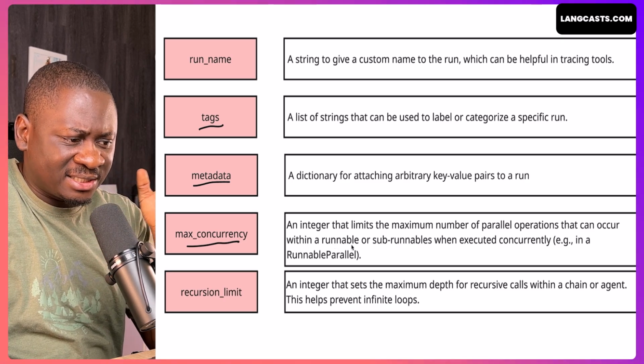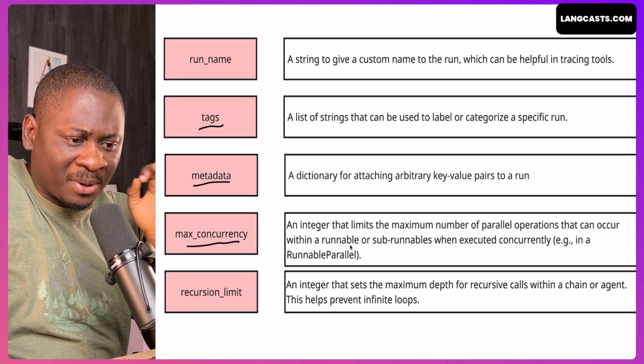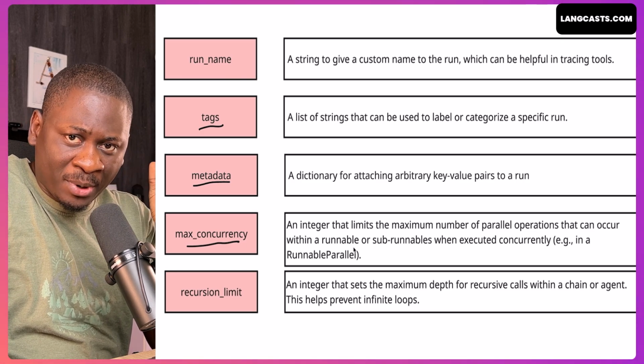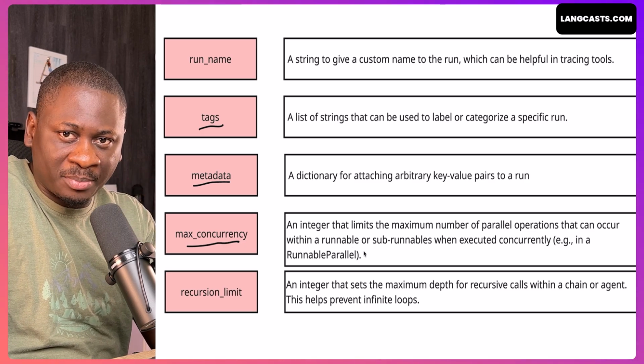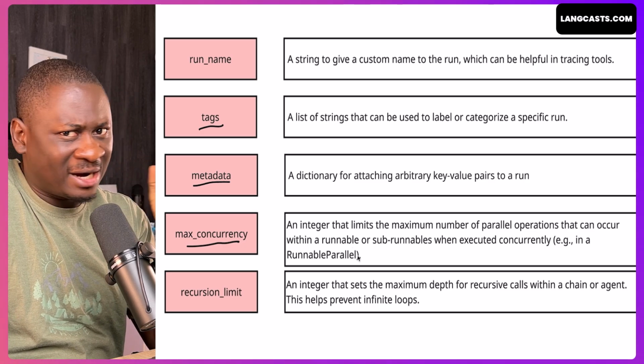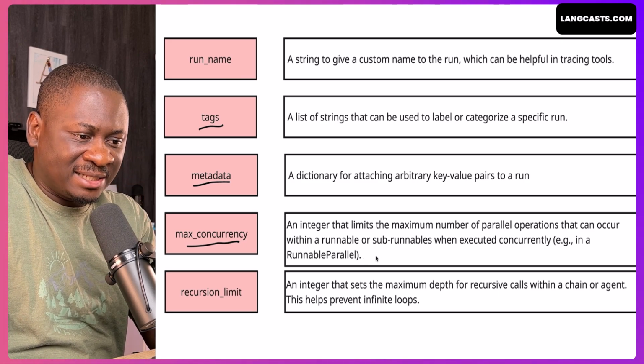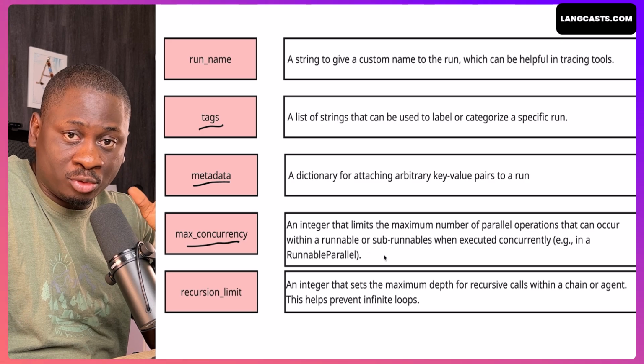Now, this is an integer that limits the number of parallel operations that can occur within a runnable. We say runnable parallel. We can have runnables running in parallel, but sometimes you don't want more than 5. So you can set this limit so that only 5 runnables can run at once.